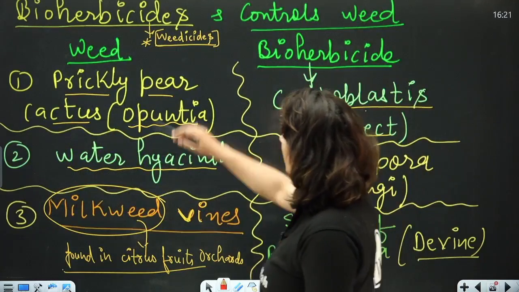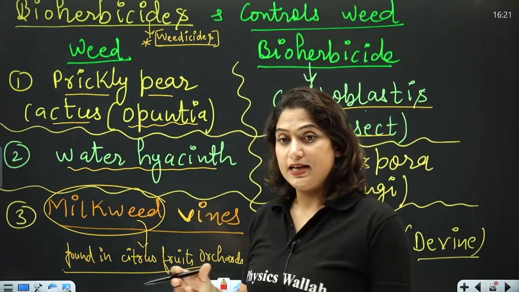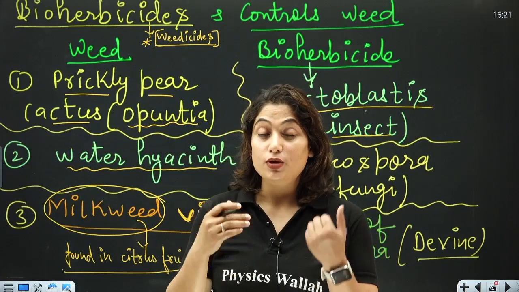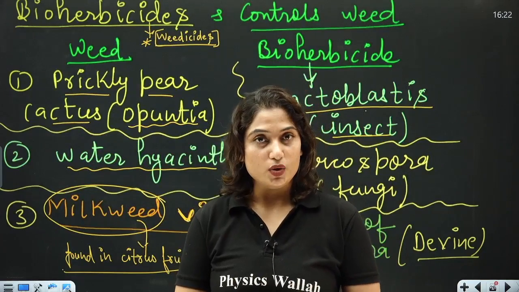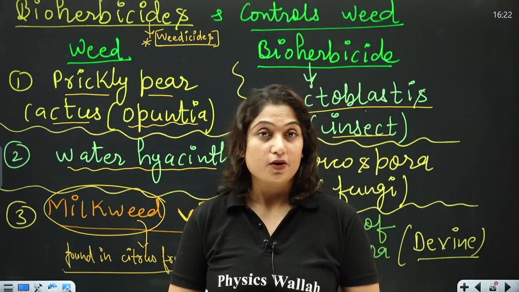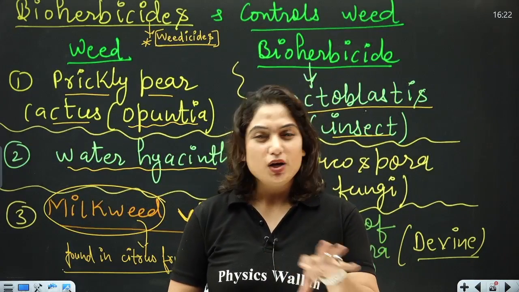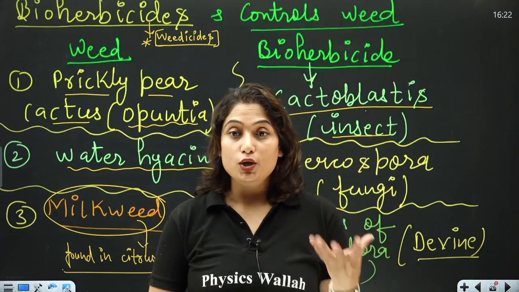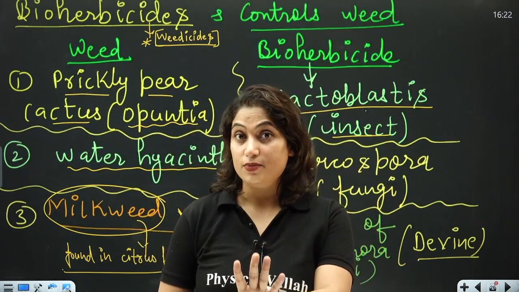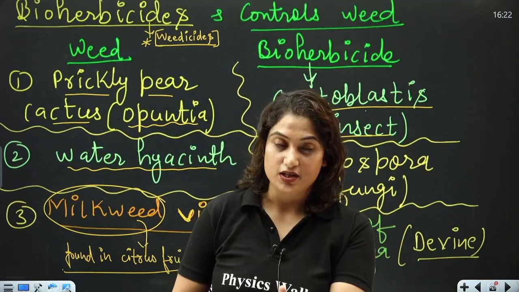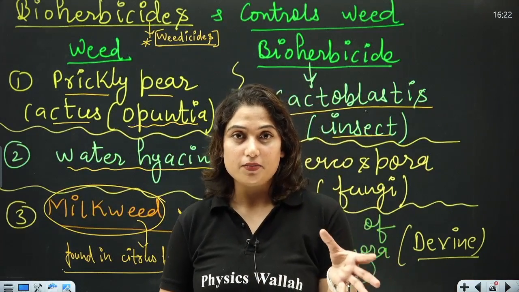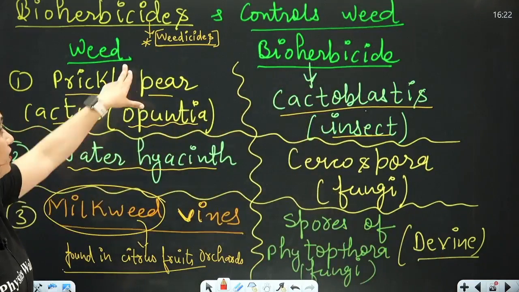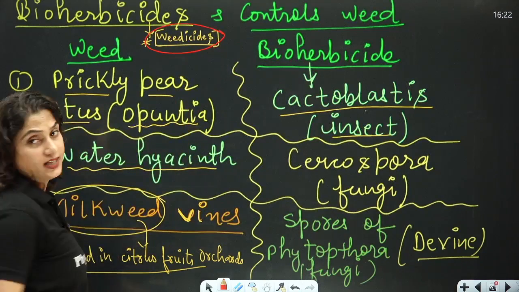Now, bioherbicides. Bioherbicides are those chemicals which are produced by certain organisms which can be used to kill the weeds. What are weeds? Weeds are the herbaceous plants which are unwanted plants, which a farmer does not want in his cropland. So we use herbicides. Herbicides are the chemicals which have various side effects. But instead of using the herbicides to kill those unwanted plants, we can use bioherbicides or weedicides. Bioherbicides are also called weedicides.